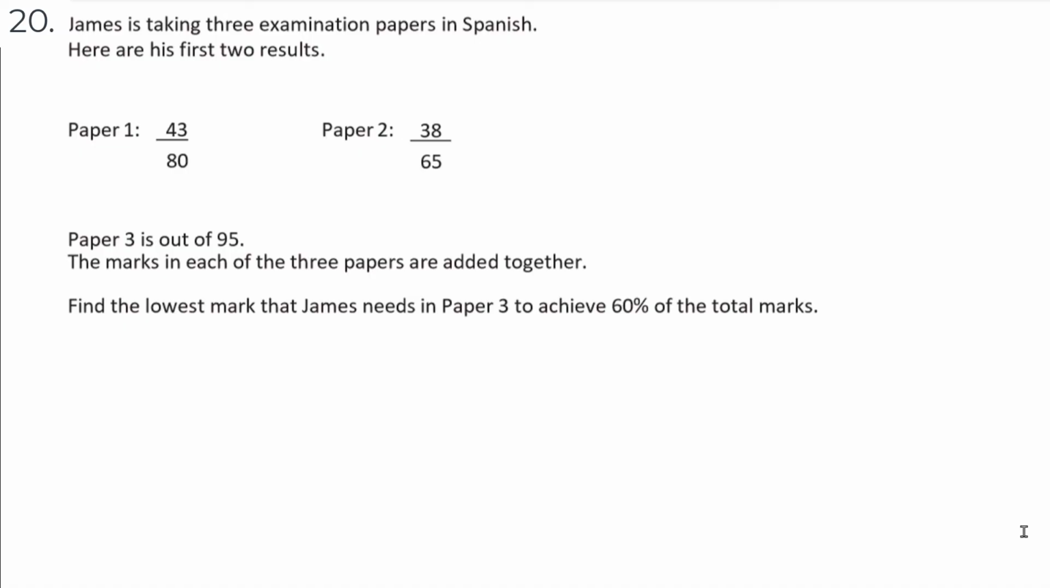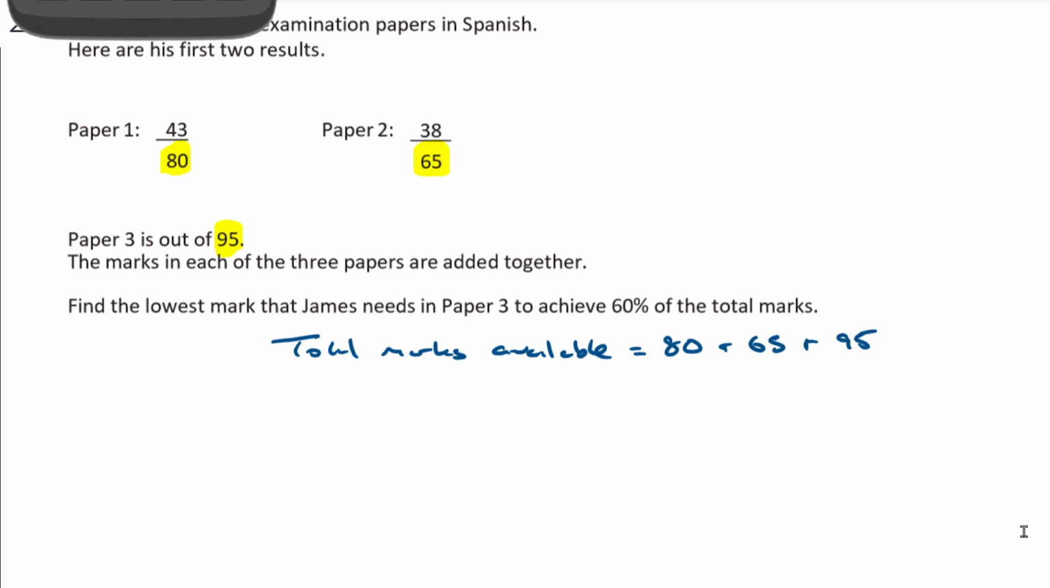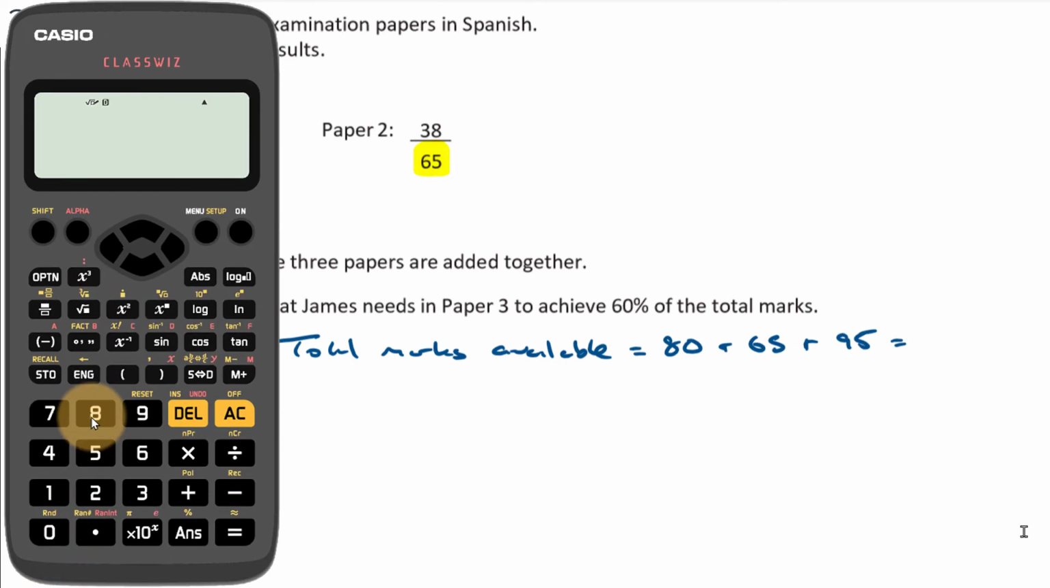Okay, well, let's start by finding out what the total marks are. So we've got a paper out of 80, a paper out of 65, and 1 out of 95 then. So total marks available then. What's that? That's going to be those 3 amounts added together, which comes to, what's that then? 80, 145, 150, 100, 240. So out of 240 marks altogether.